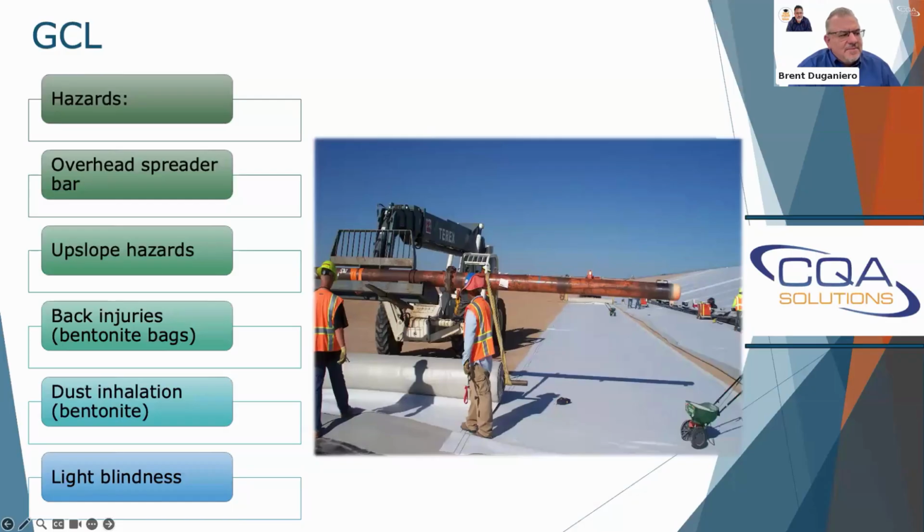GCL. Of course, you've got an overhead spreader bar. You can see that spreader bar is set up for a roll of geomembrane, which is wider, but they're going to switch back and forth throughout the day, whatever material is going to be on there. So you can see that if you were a guy with a measuring wheel walking on that GCL, that might be an issue as the guy with the forklift is backing up.